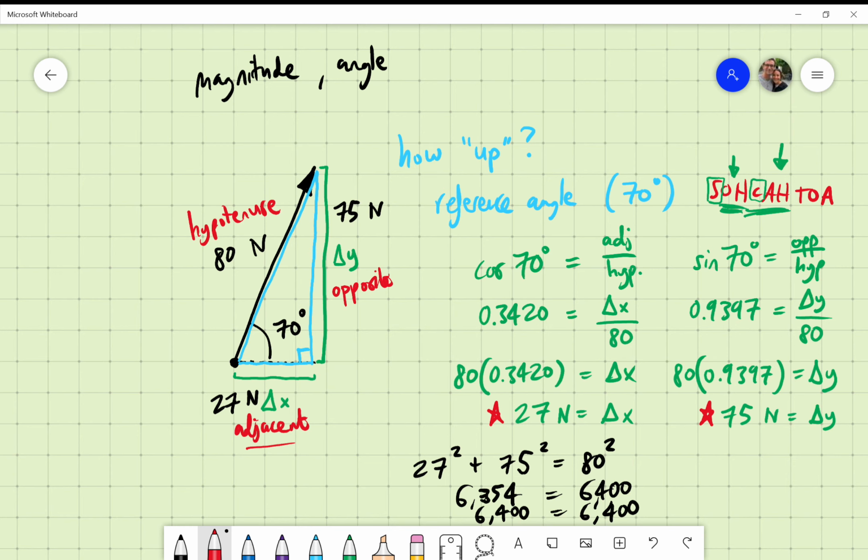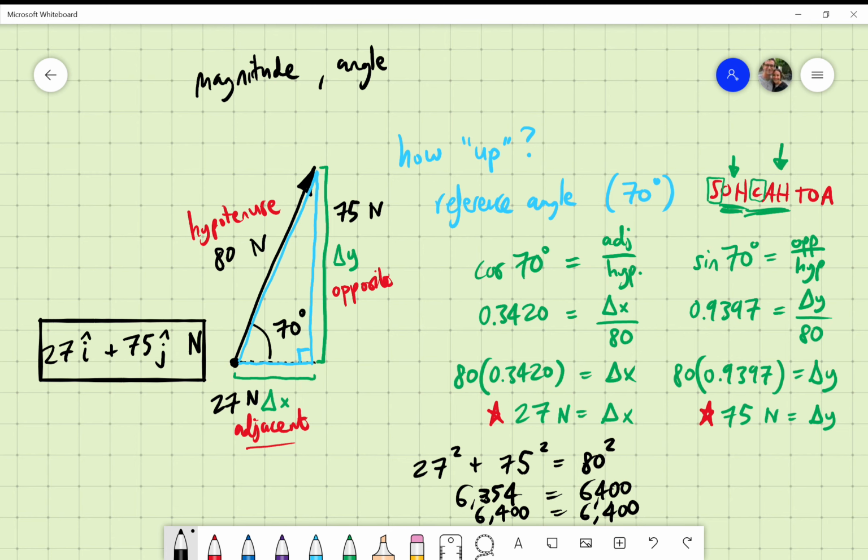What I'll also show you, just to wrap this one up, is that we could now take this vector and write it with the I, J, K notation, or rather in this case I and J, because it's only two dimensions. So you would say this vector is described as 27I plus 75J, and then you put the unit right at the end all by itself. Okay, 27I hat plus 75J hat, and then you put the Newton at the very end.